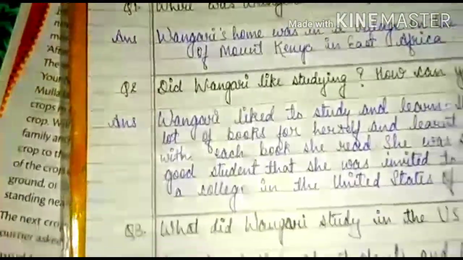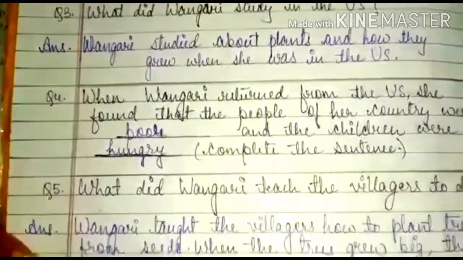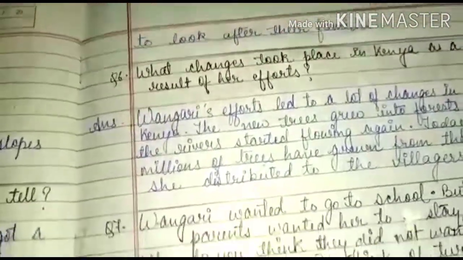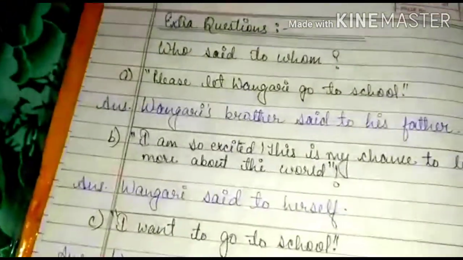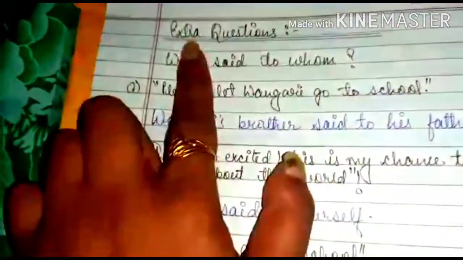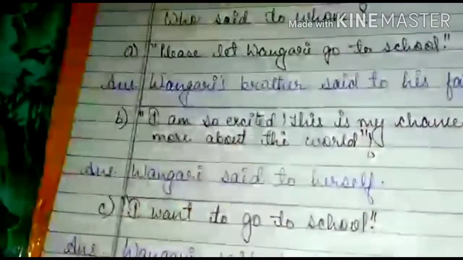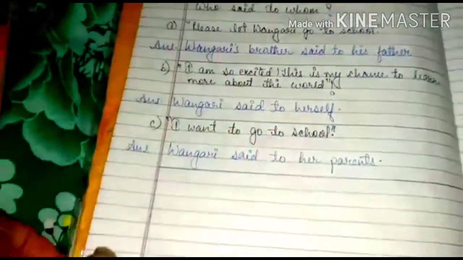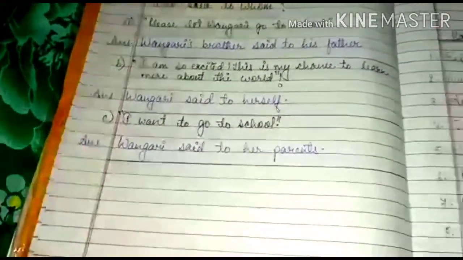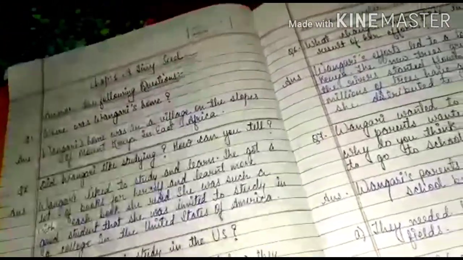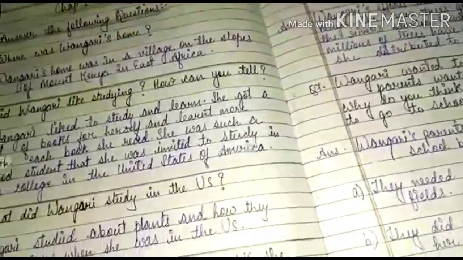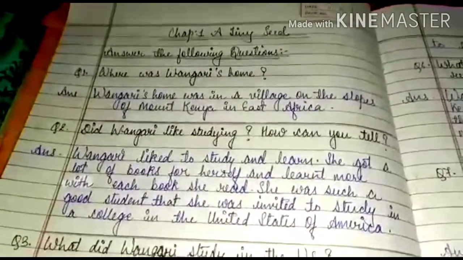Then I have given you question answers, both questions as well as answers. So students, please don't make mistakes. All the answers I have given out here. Extra questions are there. In extra questions, there is who said to whom, okay? Any who said to whom, it is this. Read the chapter, go through the question answers, learn the question answers and try to understand the chapter. Till then, take care. Thank you.